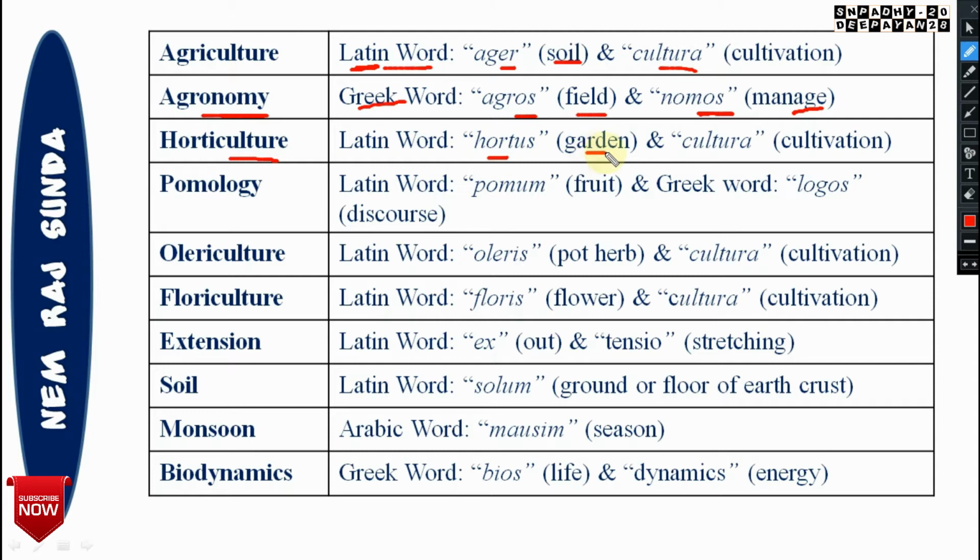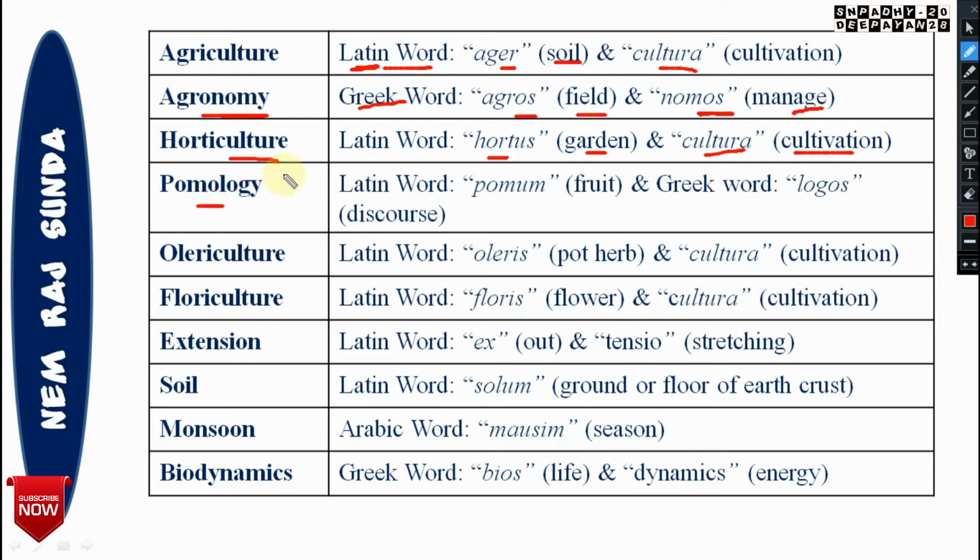So cultivation of the garden, all the garden plants: you can take fruits, flowers, vegetables, spices, condiments, everything is horticulture. Agronomy means field crops like rice, wheat, pulses, millets, all of them come under agronomy.